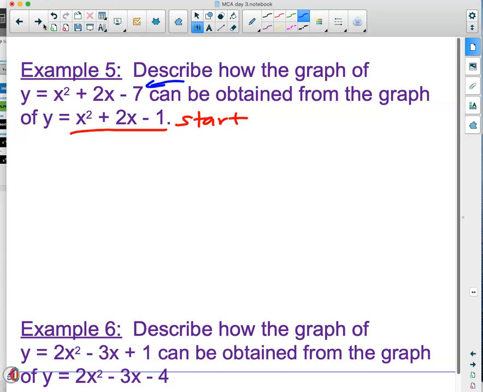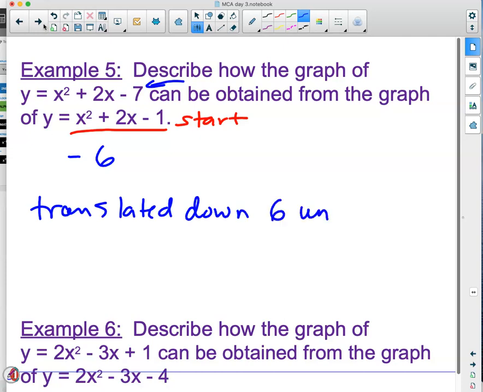You notice only one number has changed. So if only one number changed, and this was at -1, and now it's down at -7, what did they add or subtract to that to make it happen? Subtracted 6, right? Because it went from -1 to -7. Now, what does a -6 do at the back of a parabola equation? So this would go down 6 units. So this was translated down 6 units.